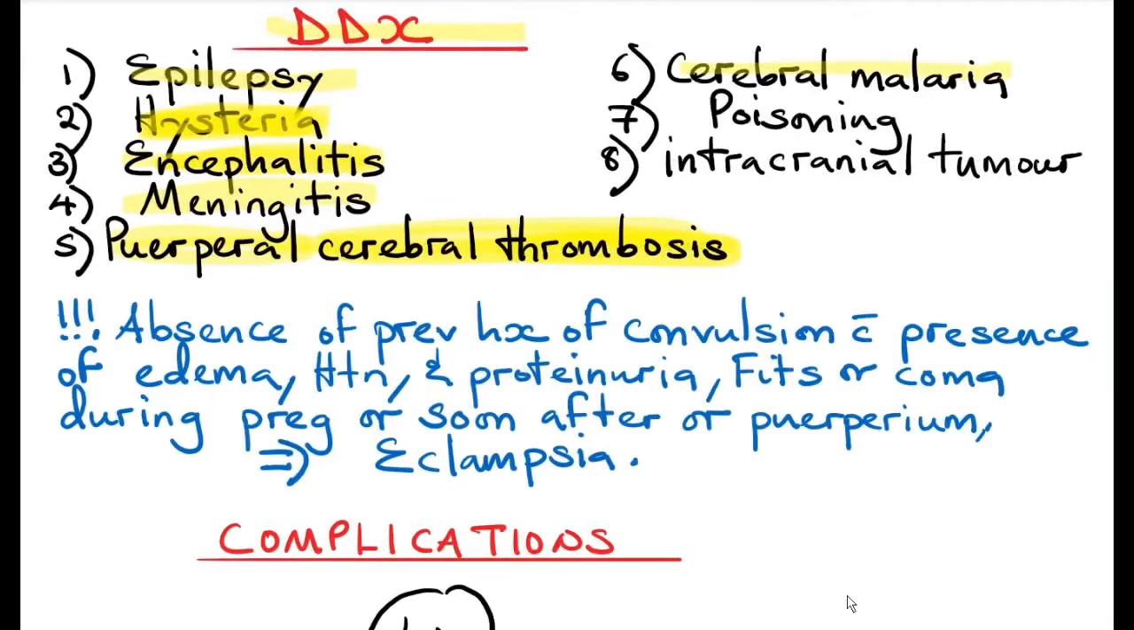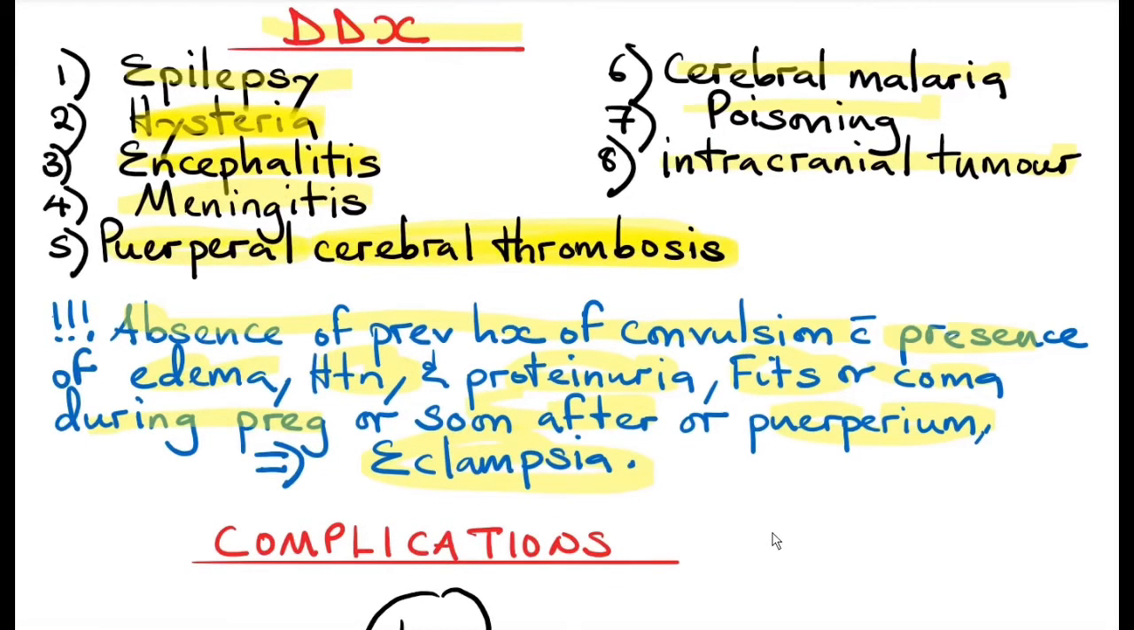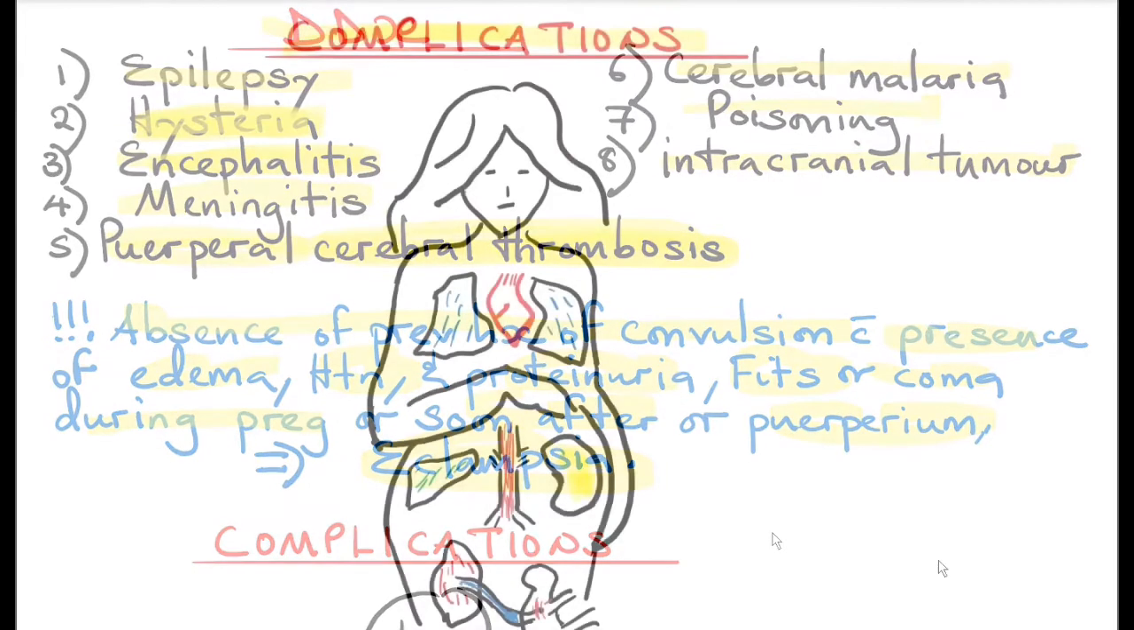Cerebral malaria, drug intoxication, or a space-occupying lesion. Now, I've noticed where there's absence of previous history of convulsion, but there's presence of edema, hypertension, proteinuria, fits, or a coma during pregnancy or soon after or in the puerperium, manage as eclampsia. In doubtful situations where you're not sure of the diagnosis, it's better you keep the patient in the obstetric unit.